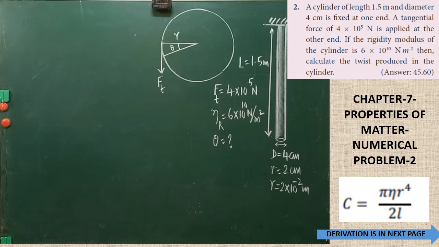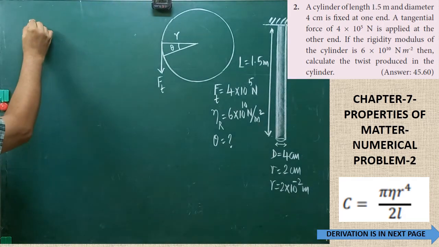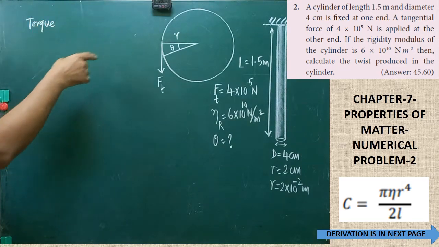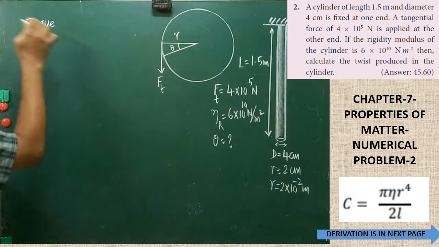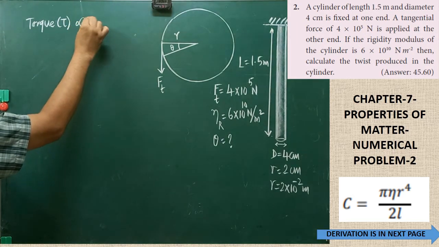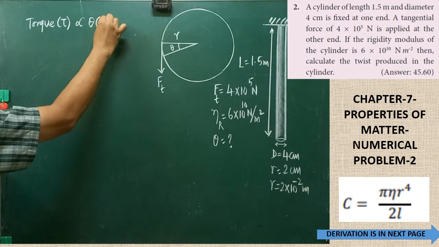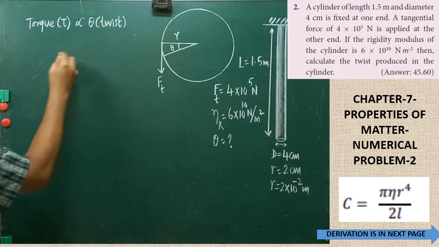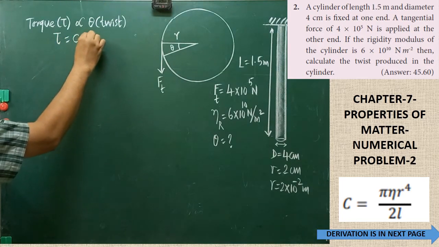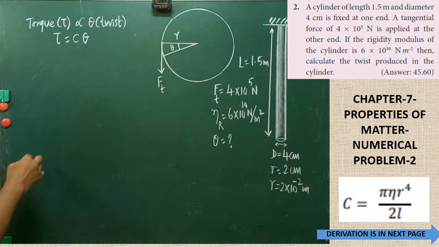But the thing is, the required formulas are not available in the textbook. So I have given some extra formula in the presentation. You can refer to that formula. The fundamental formula is torque. Torque is acting, no? Force into perpendicular distance gives you the torque. The torque tau is directly proportional to theta. What is theta? Theta is nothing but the angle of twist. And then tau can be equated with c theta. Are you clear?